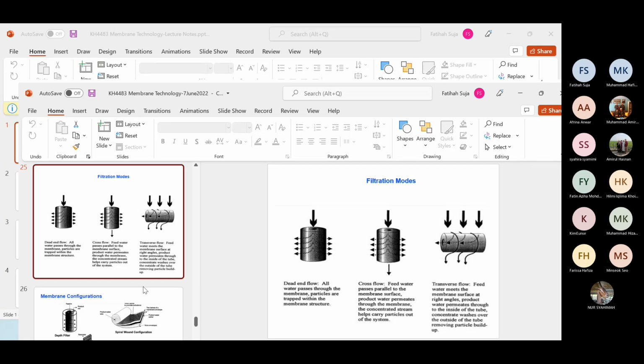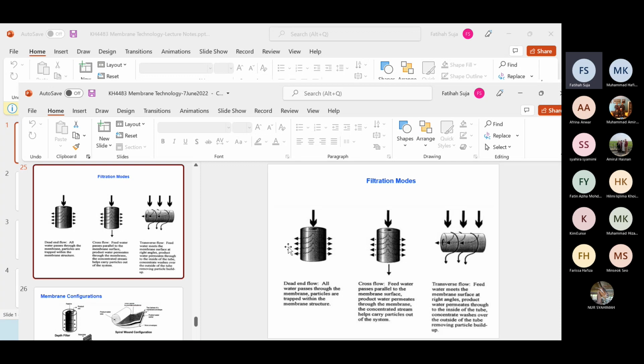Okay, so the first one is dead end flow. All water passes through the membrane. Particles are trapped within the membrane structure. Dead end flow means that you have to clean the membrane, because the particles are entrapped in it.